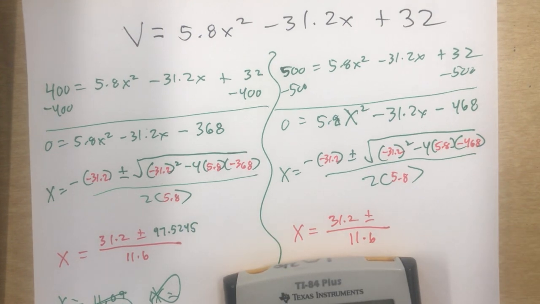let's see here, 31.2 squared minus 4 times 5.8 times negative 468, and then do the square root of that answer. Well, crap, what'd I do? Square root of that answer. 108.77.